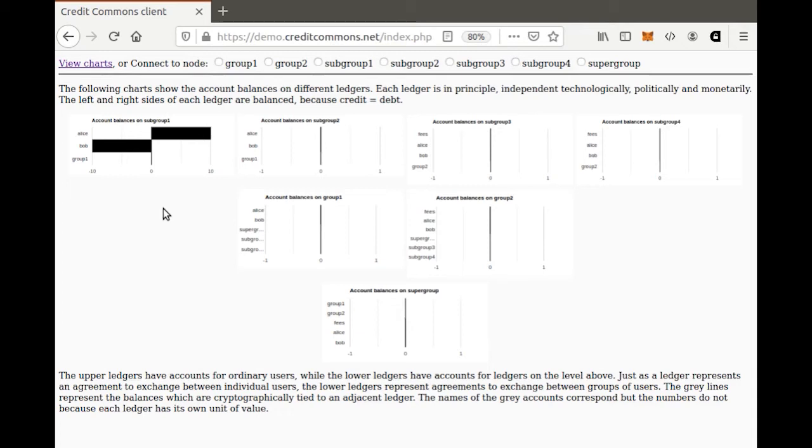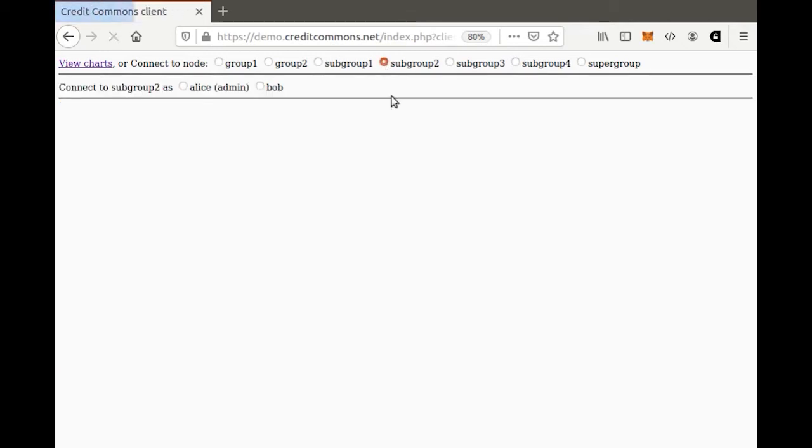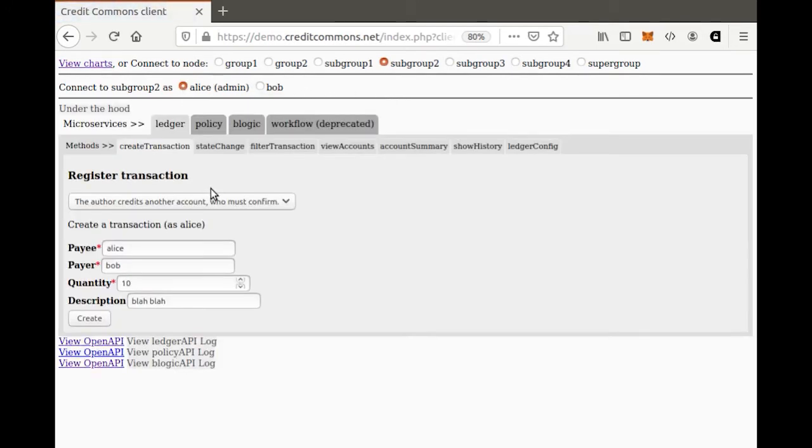Okay, so we're going to go on and do a transaction from subgroup 2 to subgroup 4. And this will go right across the tree. So let's make sure it's the right way around. Alice, the author, credits, that means she has to be the payer. And we're going to address Bob in subgroup 4. So that means we write the full path, group 2, subgroup 4, Bob. And we'll do the same transaction.